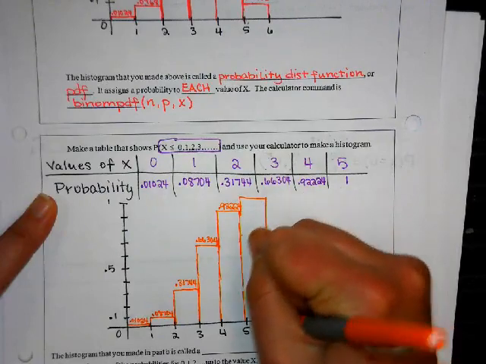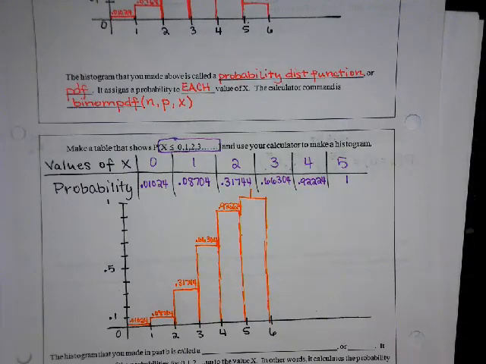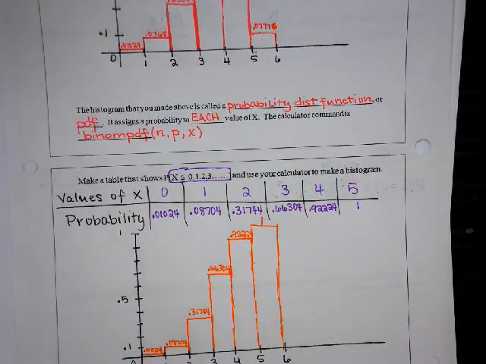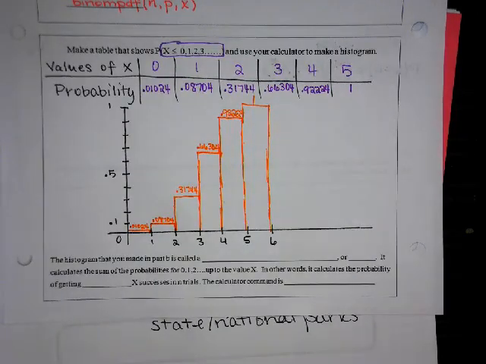Guess what? This histogram has a special name, too. What's the difference? This one was for x equals a number. This is for x is less than or equal to a number. So we took our probability and everything that came before it. What's the word for that? Cumulative. This is called a cumulative distribution function.